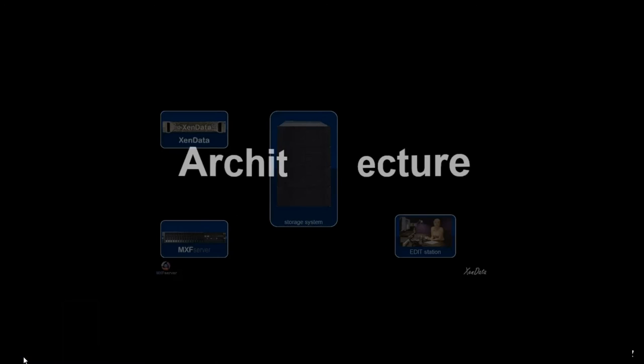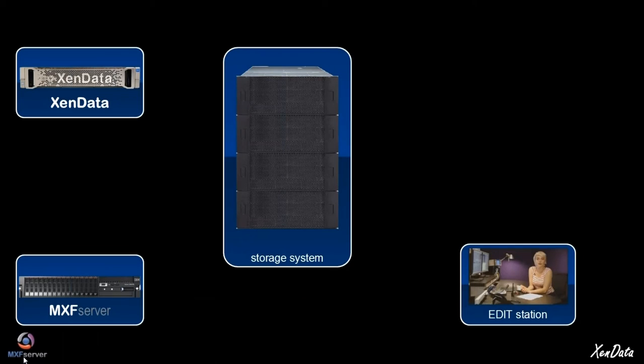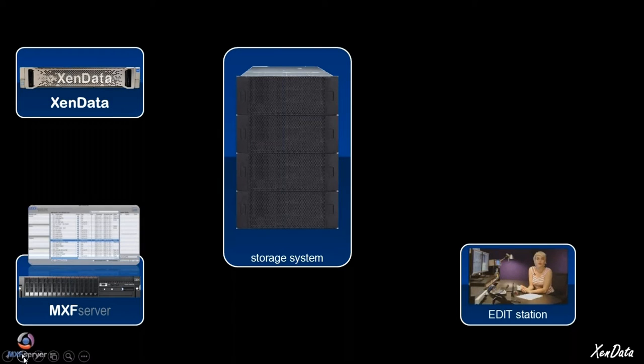Let's look at the architecture. How does it work? So we have essentially four entities within the MXFserver architecture. In the center, we have a storage environment. And MXFserver works for a variety of different storage environments. You can have a SAN, you can have a NAS, you can have systems like Isilon, you can have a Media Grid. And even now we have an alternative with a XenData system that Phil is going to be talking to you about. I don't want to steal the thunder, but essentially any certified storage system can be in the middle.